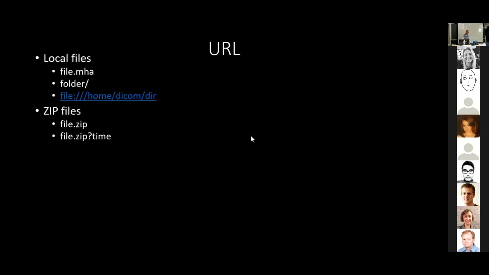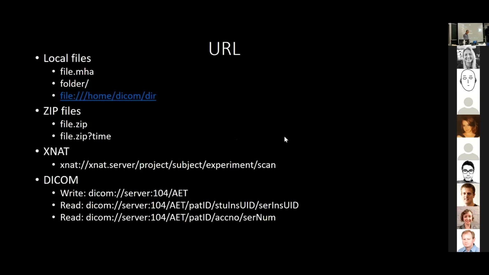And I will skip this one, but you can read from local files, from zip files, from an XNAT server. You can write or send images to a DICOM server just by giving the server name and application entity IP. In some cases, you can also read from a DICOM server if that server supports this.